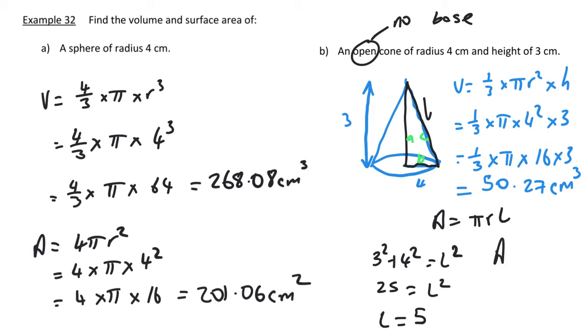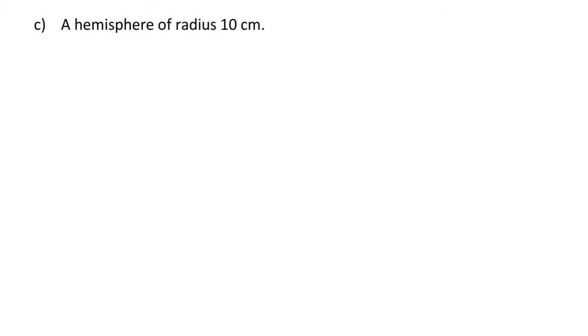So now we can work out the curved surface area, and it's going to be pi times 4 times 5, which is 20 times pi, which is 62.83 square centimetres.